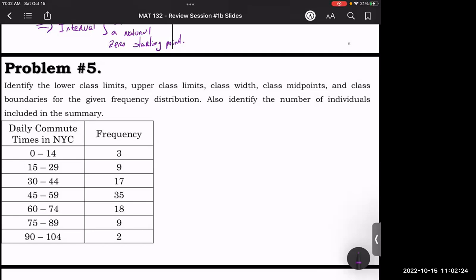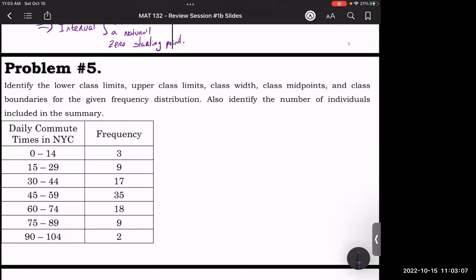Okay, so when you have a frequency distribution table, your first column, where it talks about the daily commute times in New York City, those are essentially your classes. Those daily commute times are given in minutes. You can see that those values were binned or grouped together, right? So you have the first class from 0 to 14, all the way down to the last class of 90 to 104 minutes. To the right, you have the frequency.